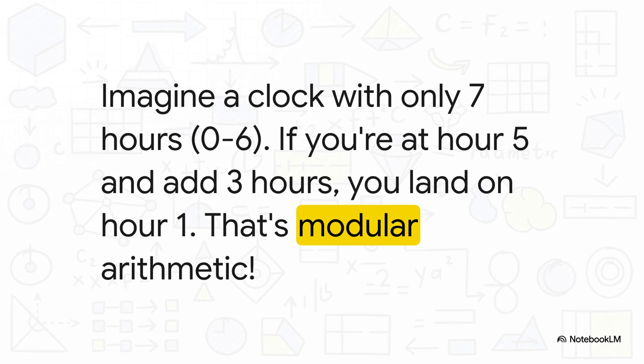So if you're at hour 5 and you add 3 hours, where do you end up? You don't go to 8, because there is no 8. You go 6, then 0, then 1. You land on 1. That's it. That's modular arithmetic. So in this world, 5 plus 3 equals 1. And that one simple idea, it's absolutely crucial for cracking this case.